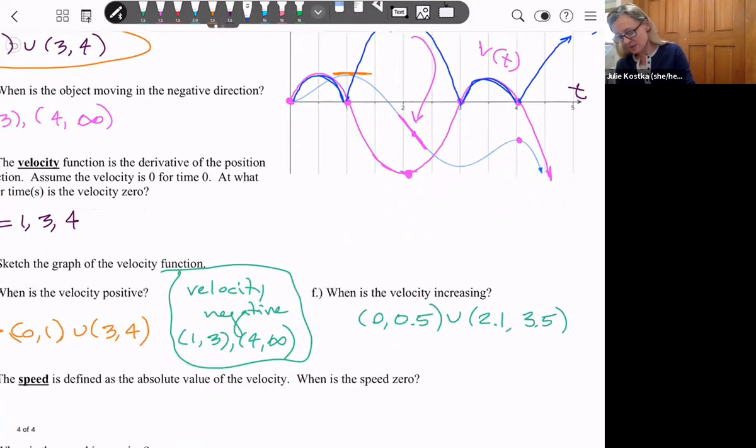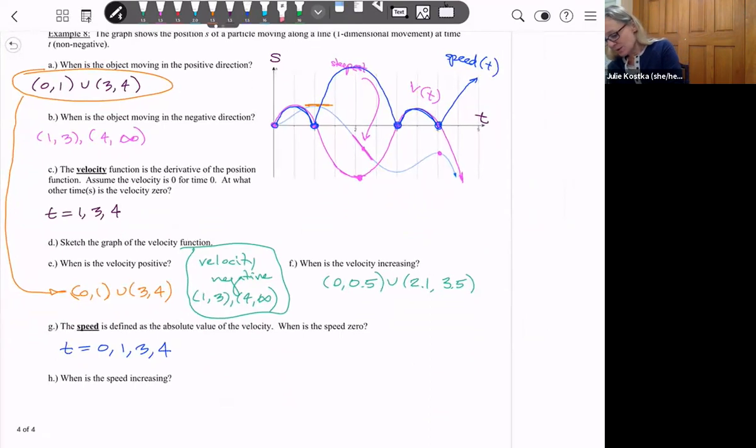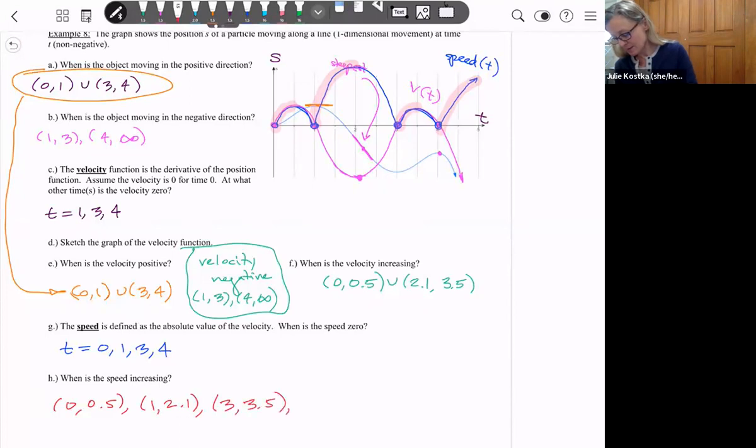Now, where is the speed 0? Well, it has the same zeros as the velocity. Yeah, I know, I love taking absolute value of a graph. It's pretty cool. The zeros did not change, but the intervals of increase, decrease, positive, negative, all that changed. Speed is increasing everywhere that it's going uphill. So that will be on the intervals 0 to 0.5. And 1 to 2.1, I think is what we called that before. And then 3 to 3.5. And then 4 to infinity.